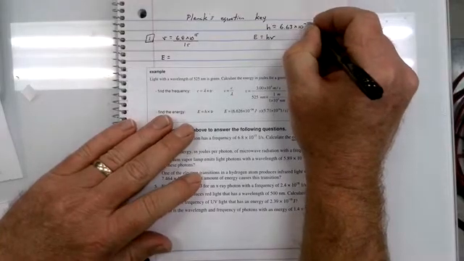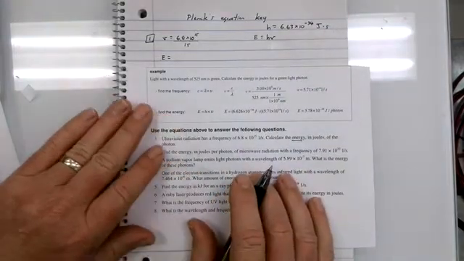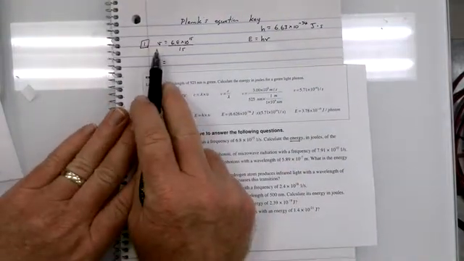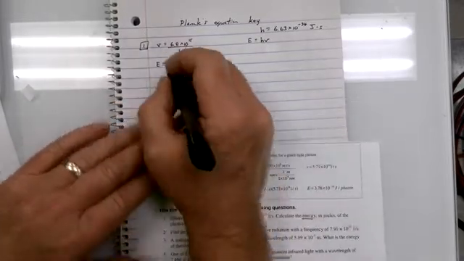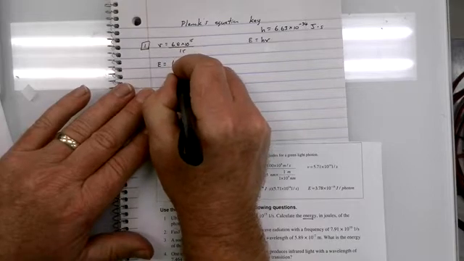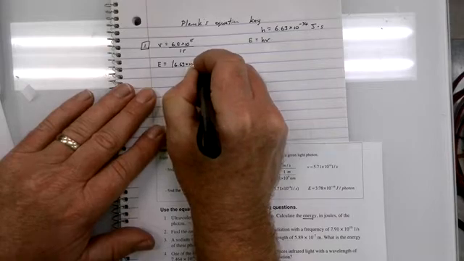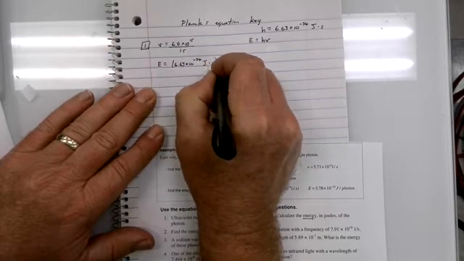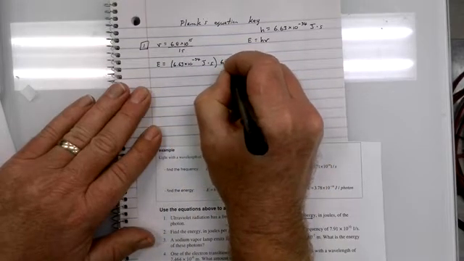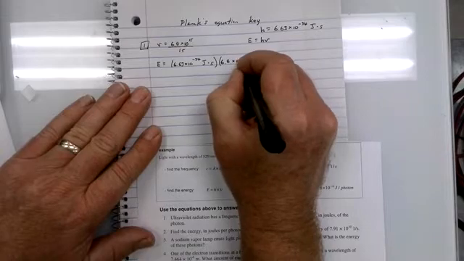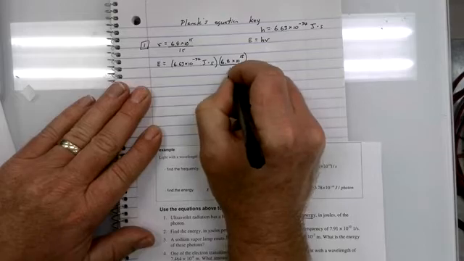Times 10 to the negative 34th joules multiplied by seconds. So we're in good shape. We have the frequency, we have the h, we're looking to calculate the E. So here we go. 6.63 times 10 to the negative 34th joules multiplied by seconds, multiplied by our frequency, which is 6.8 times 10 to the 15th, and that's in hertz, in units of 1 over seconds.